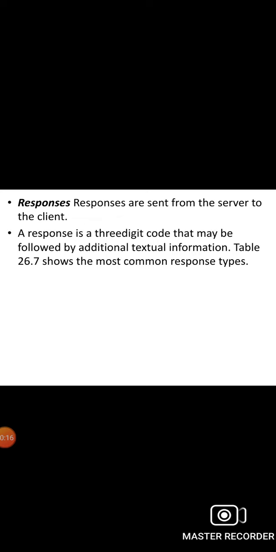And the responses are sent from the server to the client. A response is a 3-digit code that may be followed by additional textual information. So this table shows the different responses. 211 is system status or help reply. 214 is help message. 220 is service ready. And 221 is service closing transmission channel. And 250 is request command completed. And 251 is user not local; the message will be forwarded.